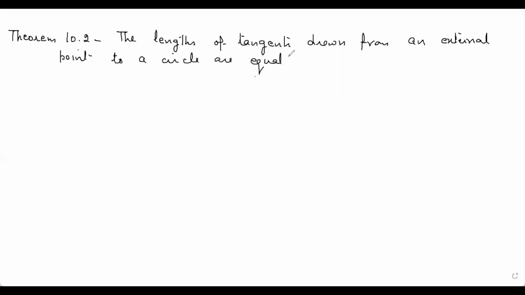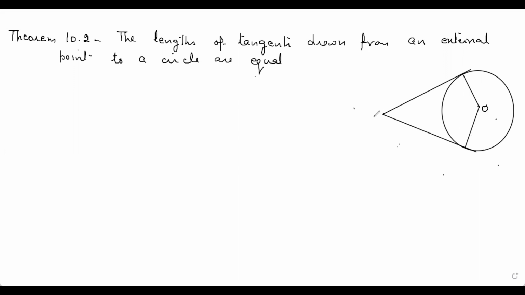Now the theorem is: the lengths of tangents drawn from an external point to a circle are equal. You have to learn this statement. Now here is the figure. This is a circle with center O, and PQ and PR are the two tangents drawn from an external point P to the circle.